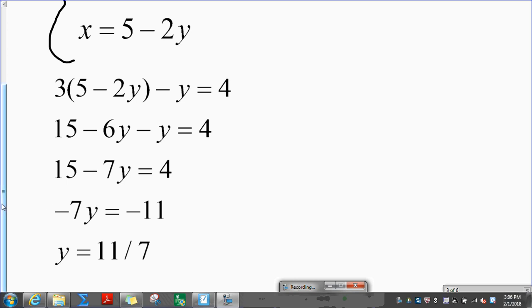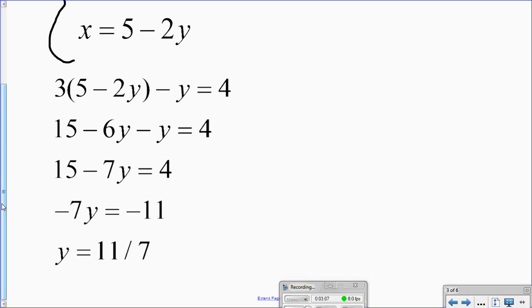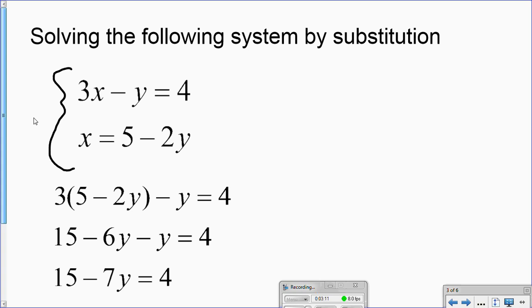Now that I know what one of my variables is, I can use that to find the other variable. So I'm going to take 11 sevenths and plug it in for y into one of these two equations. It doesn't matter which one. I chose this one because then all I had to do is simplify this side and I get what x is equal to. But you can plug it in here and solve for x. It's totally fine. You should still get the same answer.